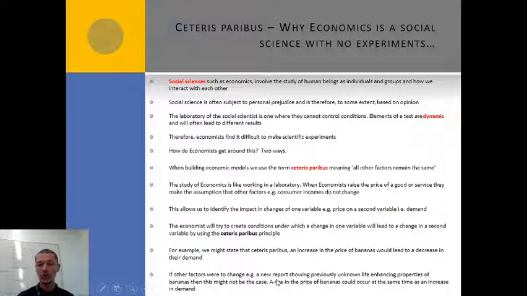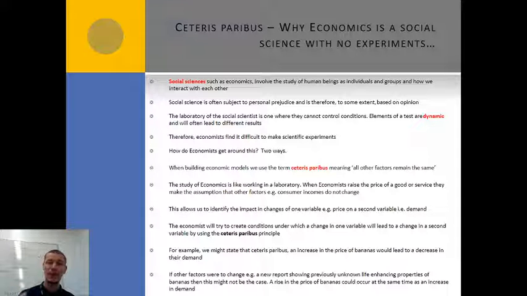A new report shows previously unknown life-enhancing properties of bananas. You see, if we know that as human beings, a rise in the price of bananas, we may choose to ignore that rise in the price and still pay for it if it's going to enhance our life, okay? There you go. Hopefully that makes sense.